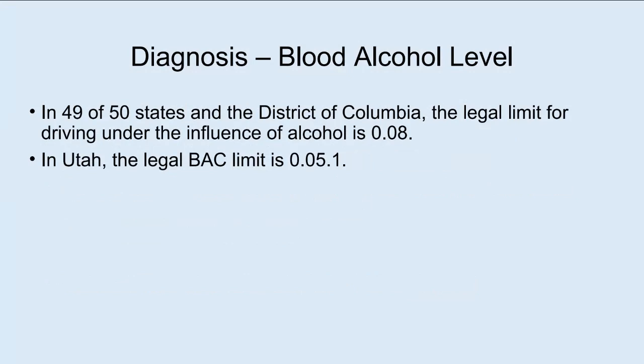Well, so what does this mean anyway? Well, it's interesting. In 49 out of 50 states and in the District of Columbia, the legal limit for driving under the influence of alcohol is 0.08. So if you have this number, it's important to document because it may have legal implications. This patient wasn't driving, or we don't know whether she was driving, but it may have implications. In Utah, interestingly, the legal blood alcohol level is different. So just a little interesting note about blood alcohol level.